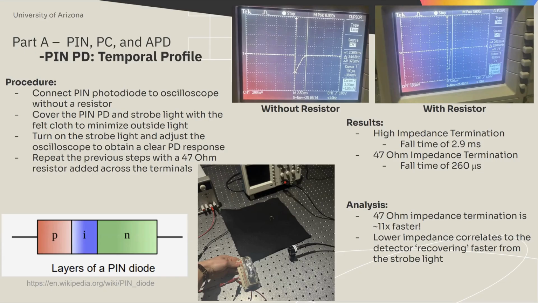And we got a fall time of 2.9 milliseconds for the high impedance, or without the resistor. And once we added the resistor, we got 260 microseconds for the recovery time. And with that recovery time, the resistor makes it able to recover faster.